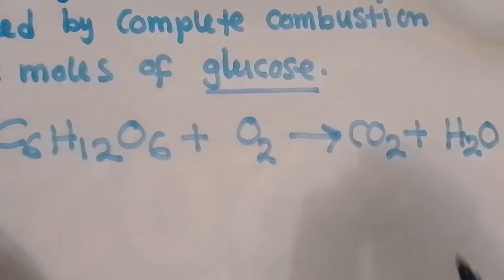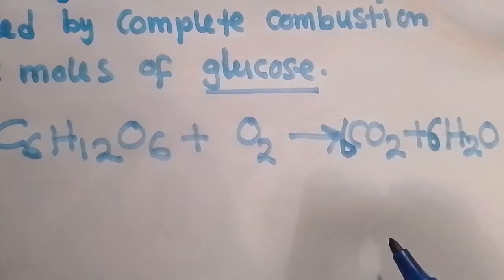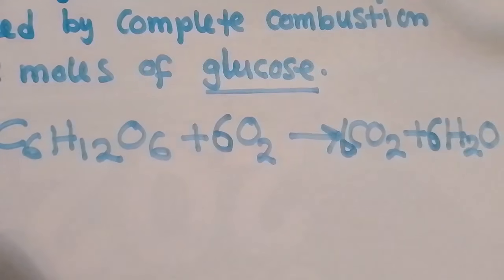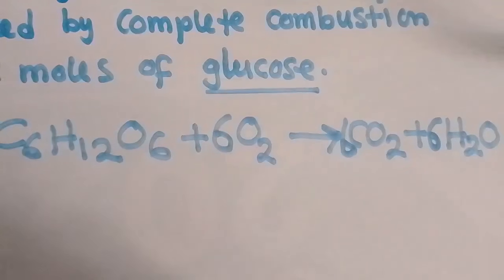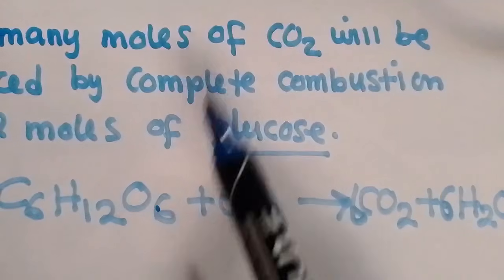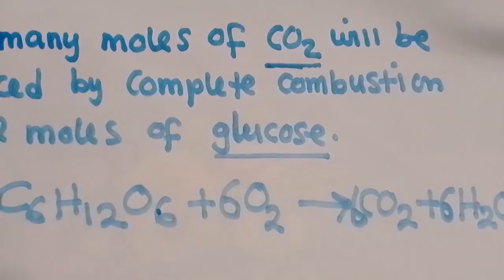So when you balance it, you know that we are going to have a 6 there. We are also going to have a 6 here and a 6 there. Then it is balanced. So we always use a balanced equation. We always need to use a balanced what? A balanced equation. So now you want to find the moles of what? The question is saying how many moles of carbon dioxide. So you want to find the moles of carbon dioxide.